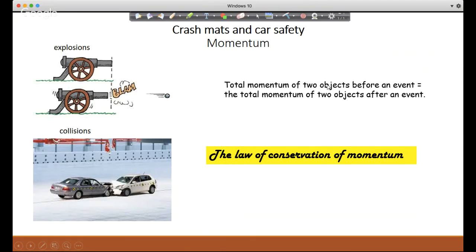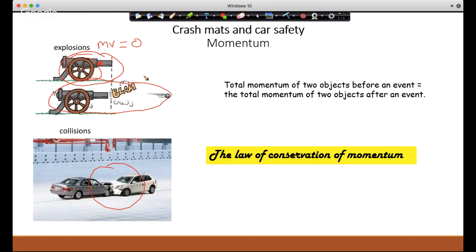Okay, so this applies to things which are splitting apart, like the cannon, or it applies to objects which are colliding, like the two cars here. So the total momentum of the cannonball and the cannon, and let's say that the cannonball is in there, the total momentum of the two things before is the same as the total momentum of the two things afterwards. Now, for this case here with the cannon, the total momentum before, because neither of them are moving, must be 0 for the whole system. And that also tells you that after the event, they must also have a total momentum of 0.